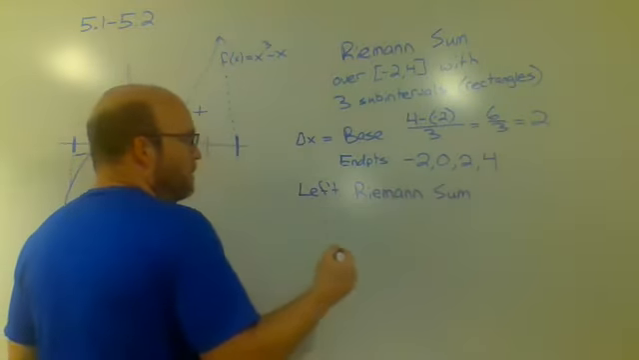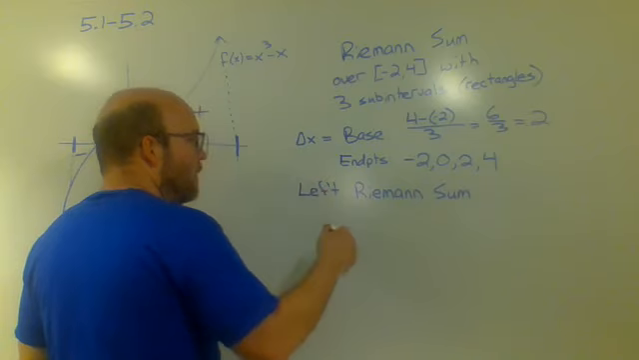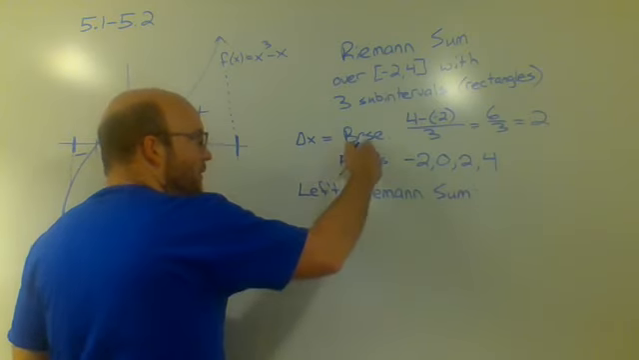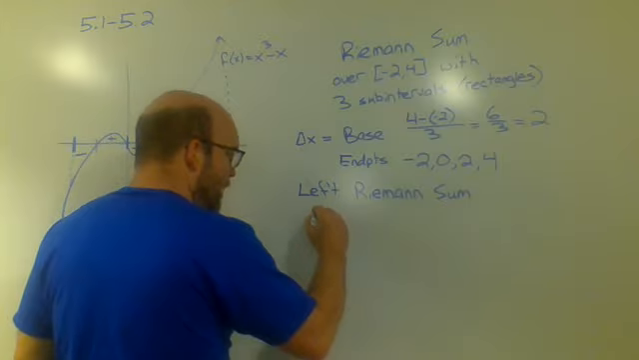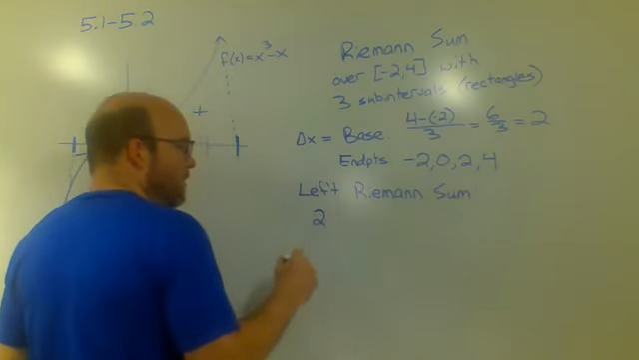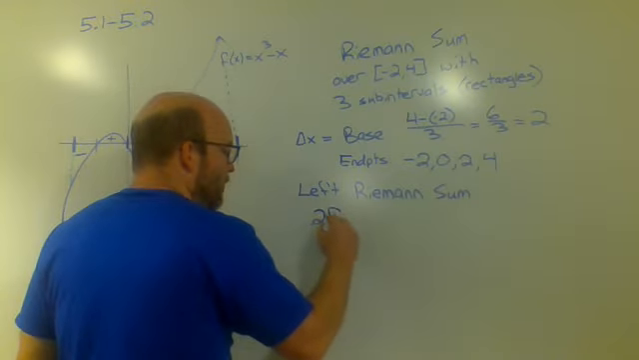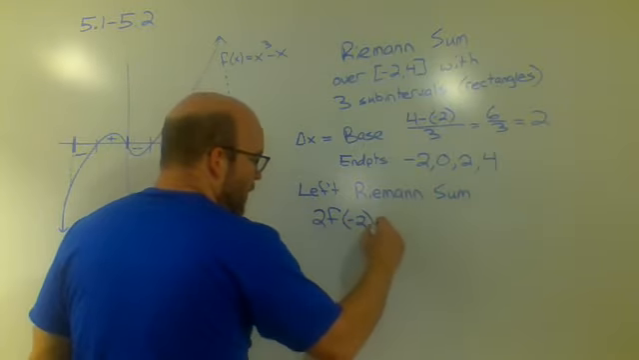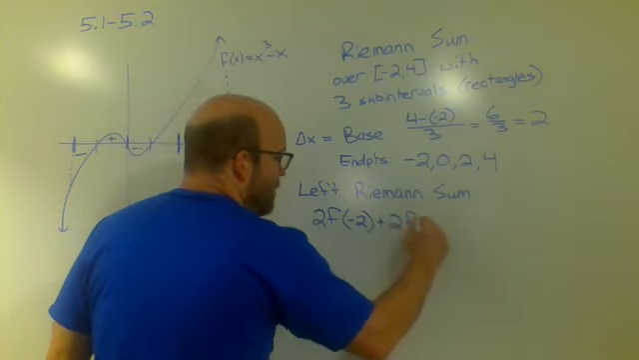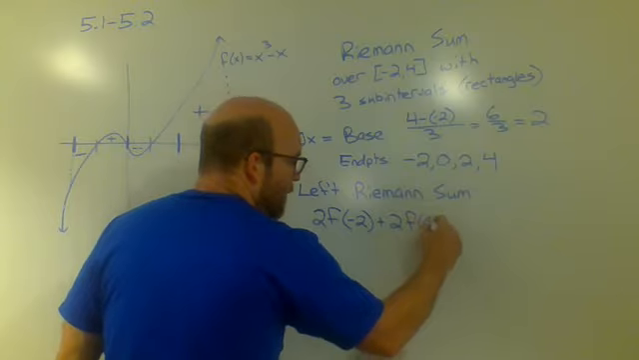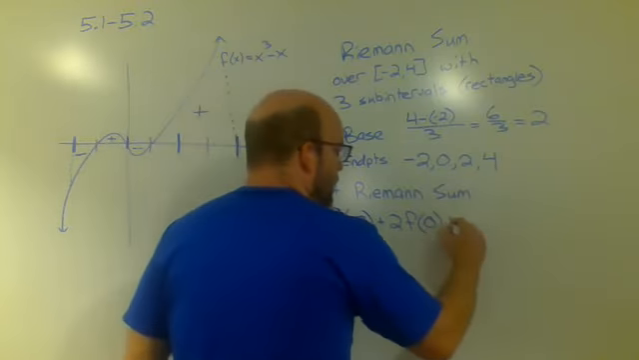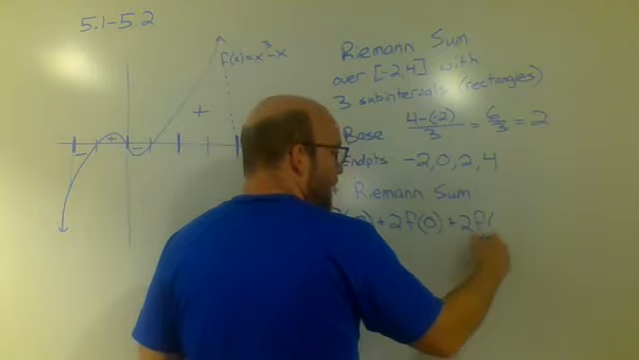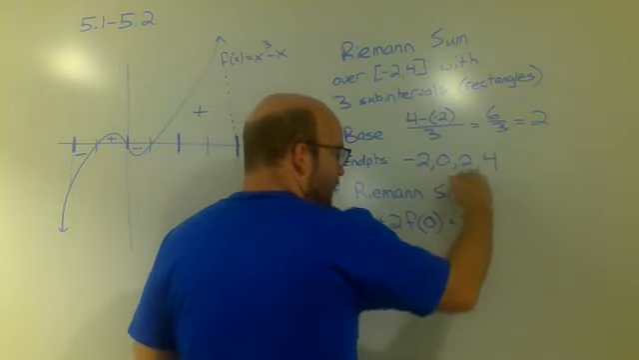So the Riemann sum is nothing more than adding up all of the rectangles, or the areas of the rectangles. The base of every one of these rectangles is 2. So the base of the first rectangle working from left to right is 2. We have to multiply that times the function evaluated at that first left endpoint. Then base times the height of the next rectangle is getting from f of 0 plus the base times the height, we're getting the height by evaluating f at 2.